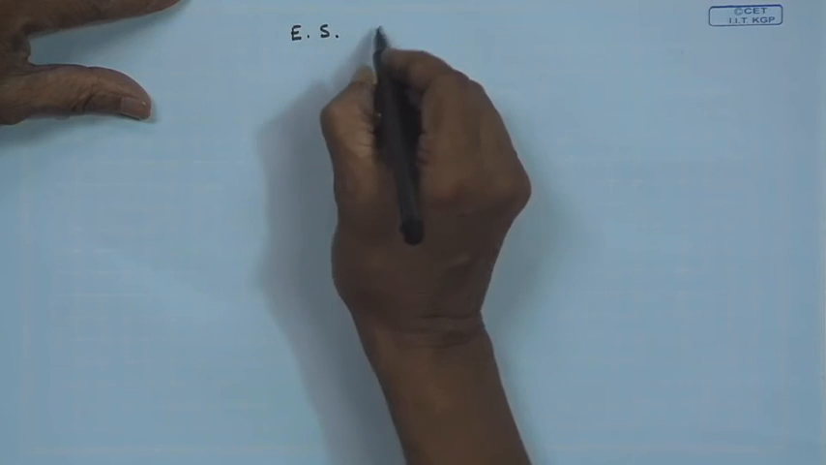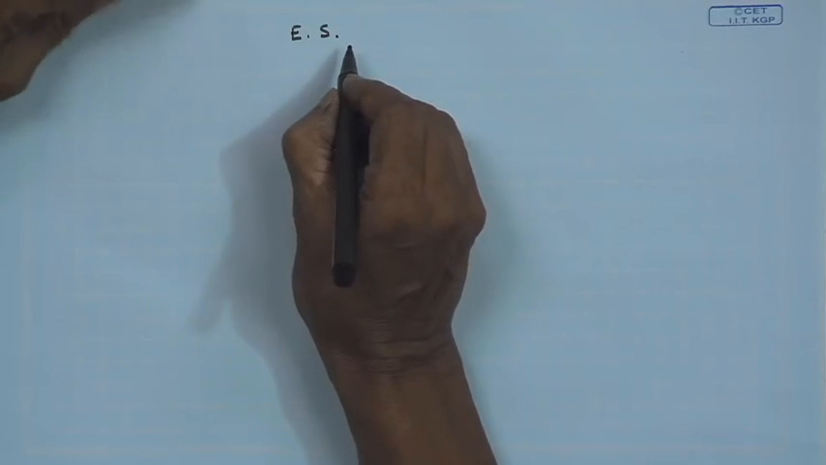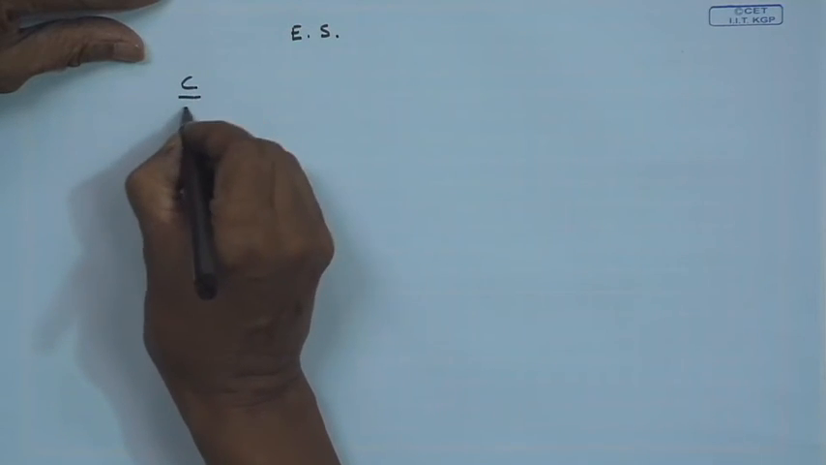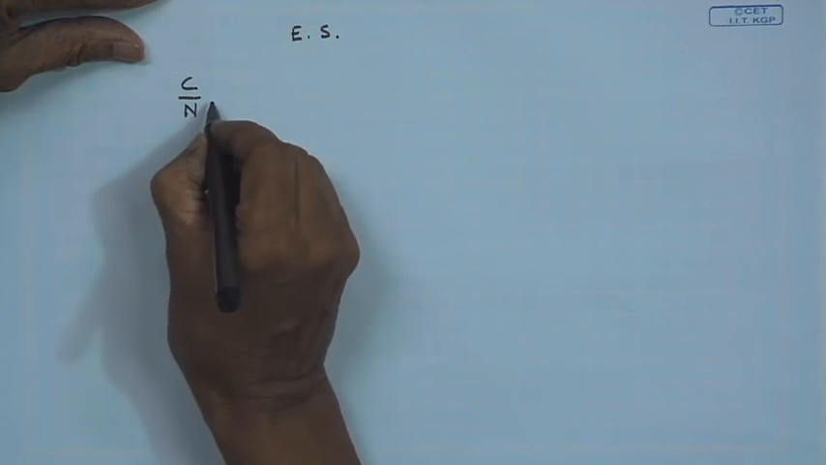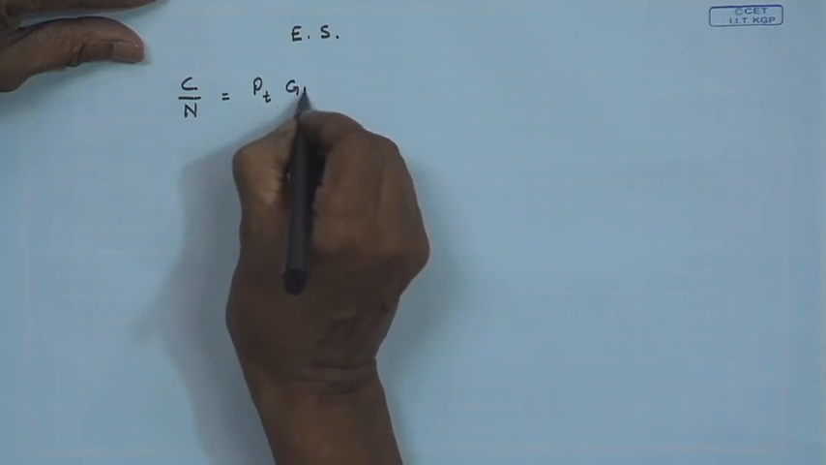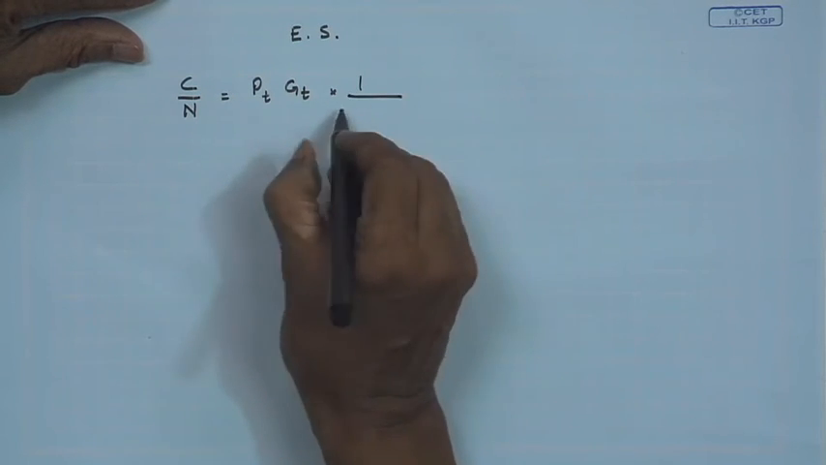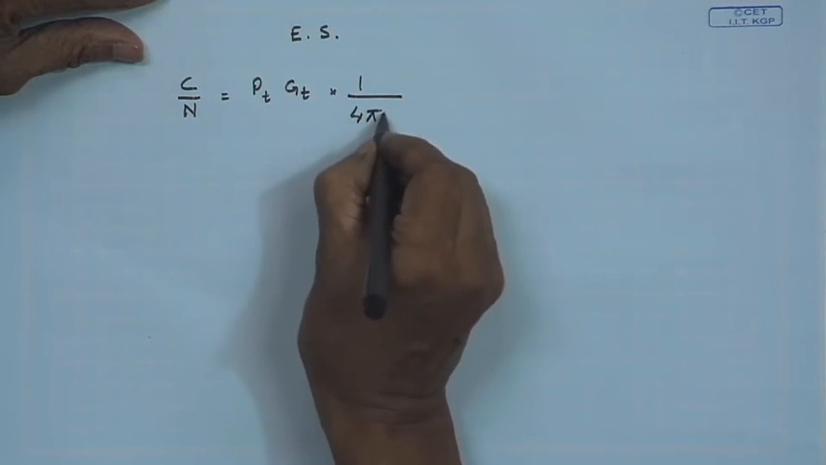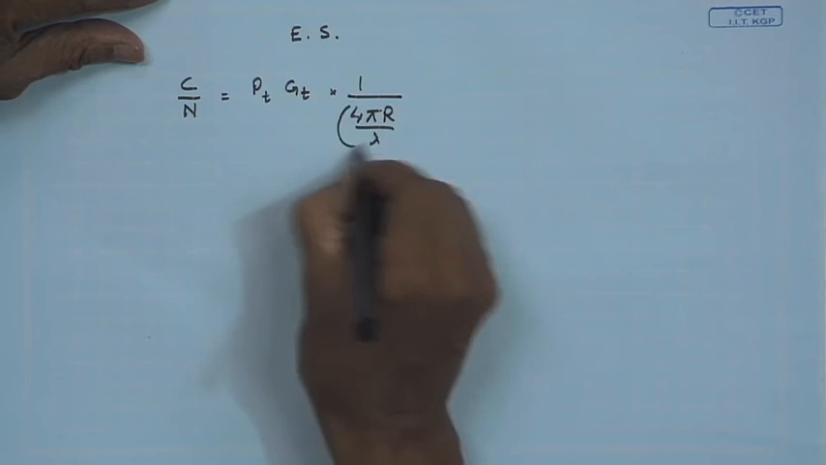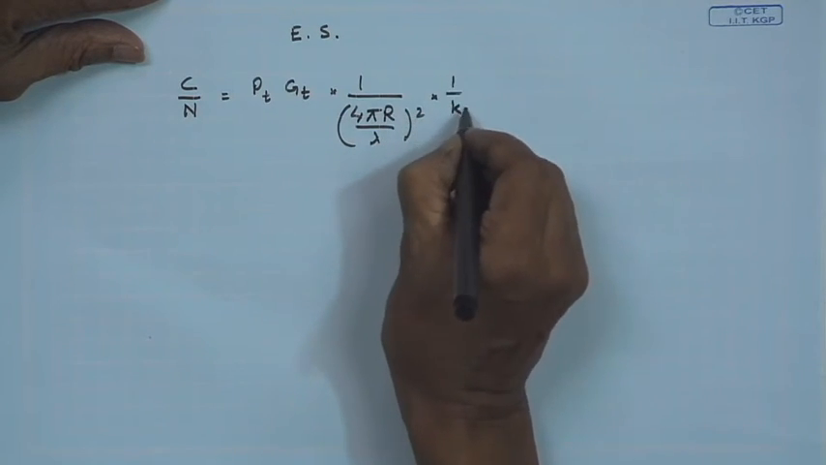important issues, that is the earth terminal, earth station, which have some important parameters. Let us go back to our transmission equation. C by N is PT GT, I continue to repeat this so that you get familiarized with this one, times (4 pi r by lambda) whole square into 1 by k.